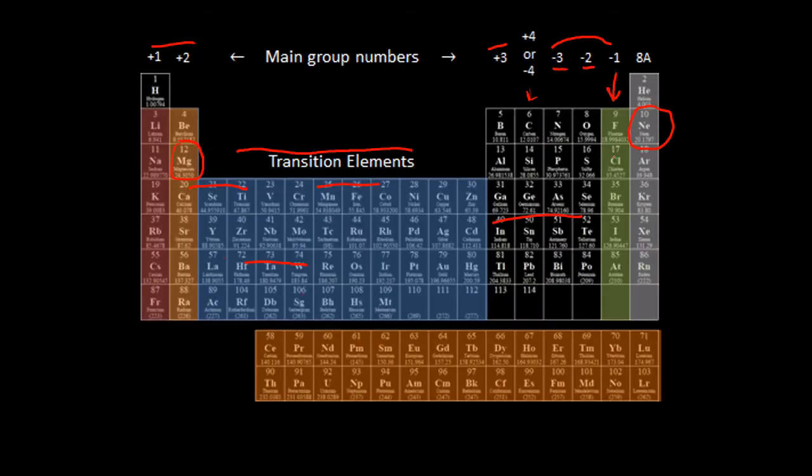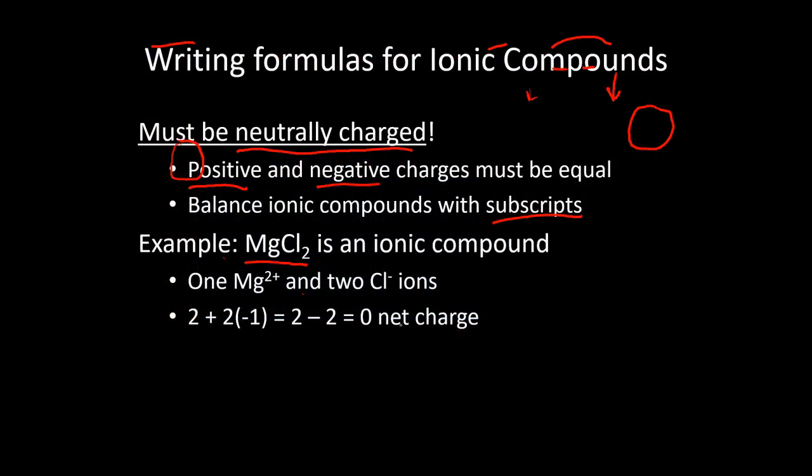Chlorine is a halogen, and so it's going to gain 1 electron, so that you have +2, -1 for each of the chlorines, and so for those to balance out, you would need 2 chlorines. So you would have +2, and then 2 times -1 gives you a net 0 charge.